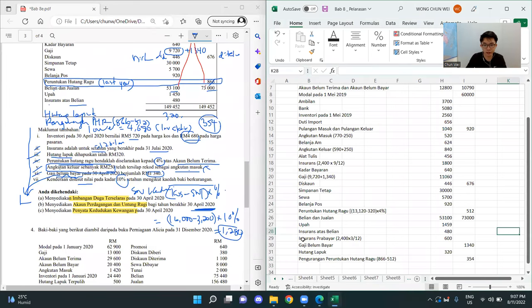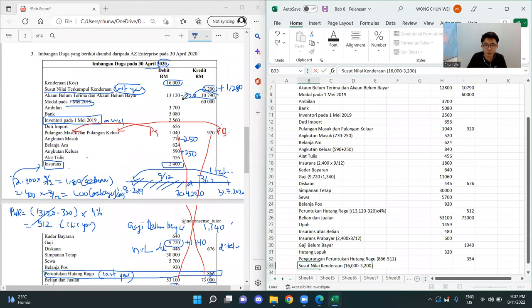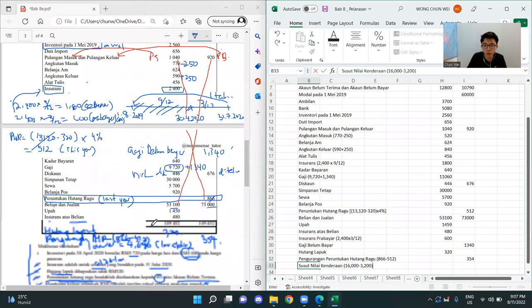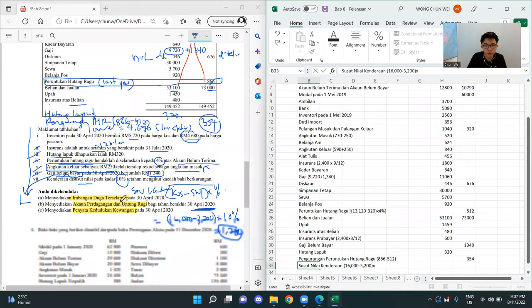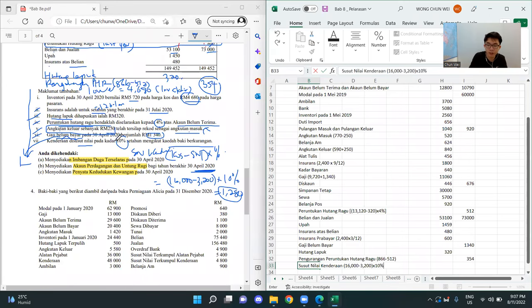And then lastly, your susut nilai. It's not susut nilai terkumpul, this is the susut nilai kenderaan. And how do you calculate this one just now? We're using the 16,000, the cost, you just copy this working, 16,000 minus the 3,200. What is 3,200? The SNT just now. Okay, in the beginning, 3,200. And then times the percentage given, the 10%. Okay, then we get a figure.